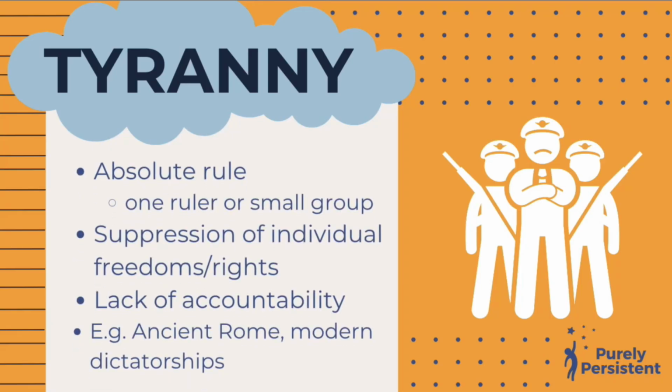So you may be wondering what tyranny is. Tyranny is absolute rule by either one ruler or a small group. And with this comes suppression of individual freedoms and rights. This type of government is telling you exactly what you have to do, when and where, and you really don't have those freedoms that we have here in the United States. There's also a lack of accountability. Some examples of tyranny include ancient Rome, as well as modern dictatorships.